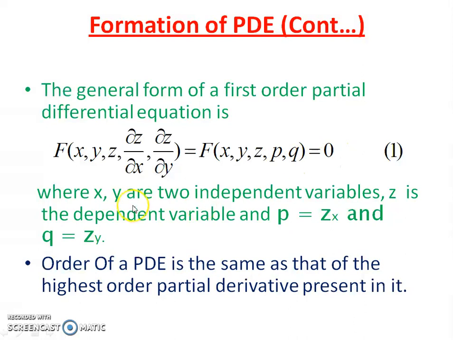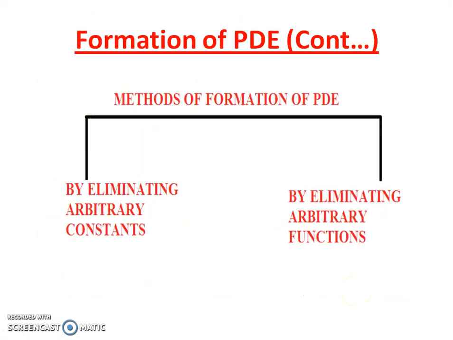So this is equation 1, where x and y are independent variables as I mentioned. p is z subscript x, that is ∂z/∂x, and q equals z subscript y, which is ∂z/∂y. So the order of a partial differential equation is nothing but the highest order partial derivative present in the particular partial differential equation.